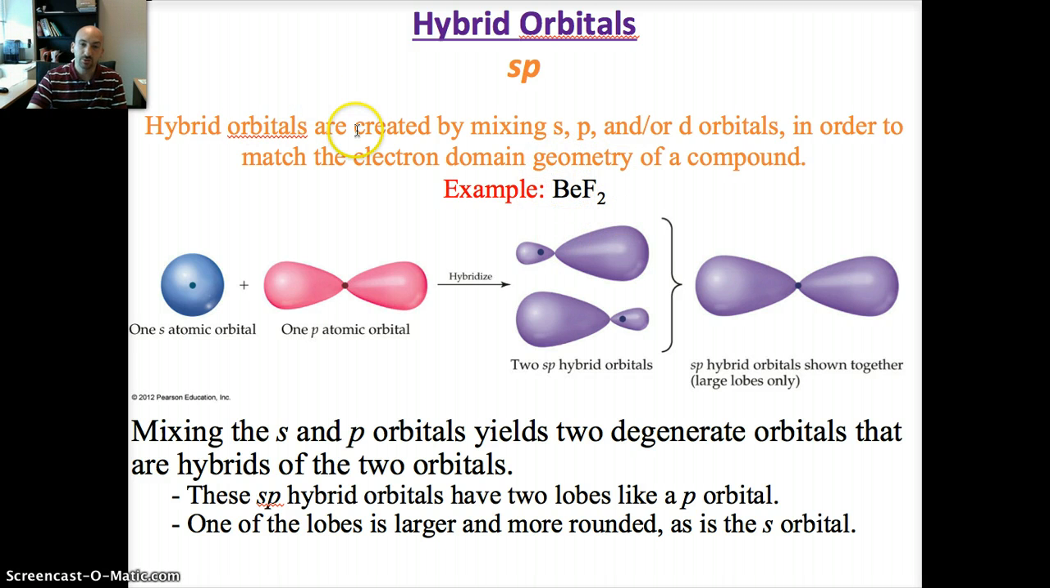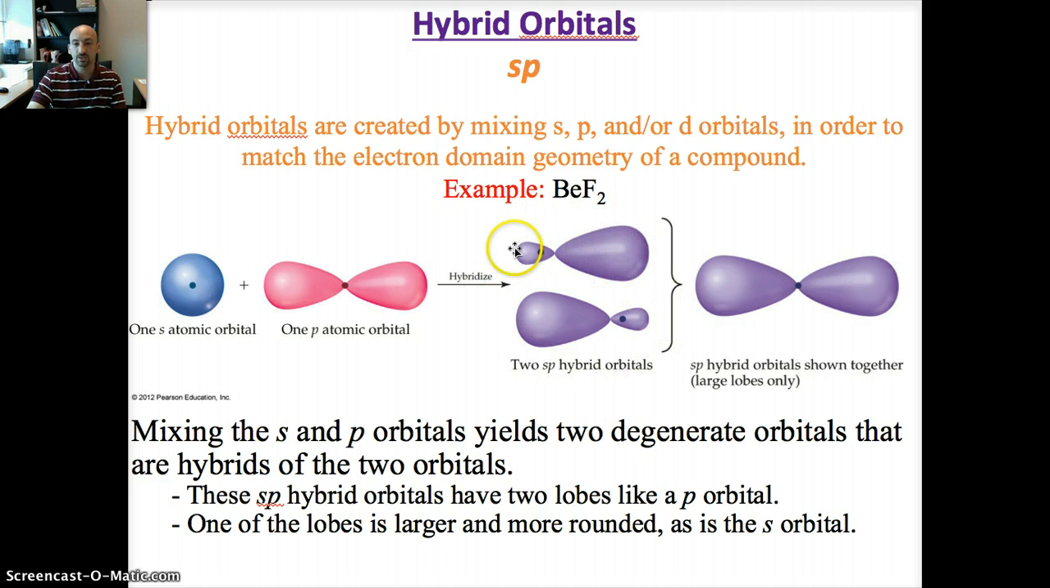These hybrid orbitals are created by mixing different atomic orbitals, s, p, d, to match the electron domain geometry of a compound. So we said that for beryllium, we could push one electron up to the p orbital, meaning we have one in the s atomic orbital and one in the p atomic orbital. If we mix one s and one p atomic orbital, they hybridize to form two sp hybrid orbitals.